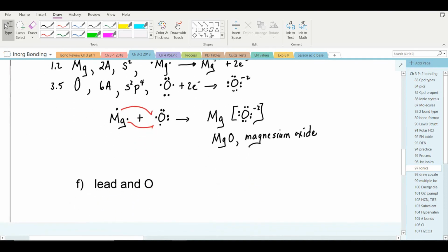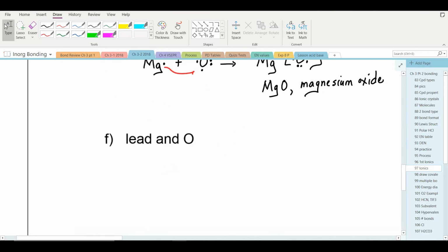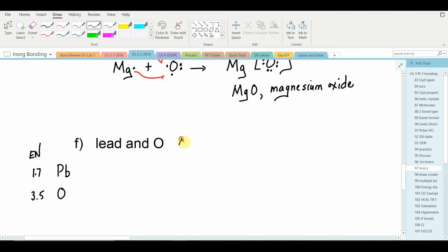We have one more to go. Lead reacting with oxygen. Lead and oxygen. Electronegativity values 1.7, 3.5. What's the difference in electronegativity for an oxygen to lead bond? 3.5 minus 1.7 is 1.8. Recall it's greater than or equal to 1.5, so that would be classed as ionic.